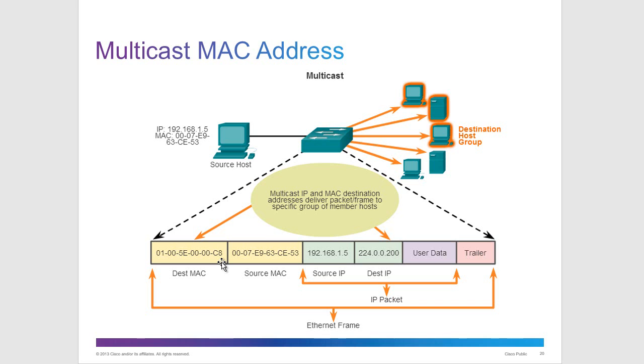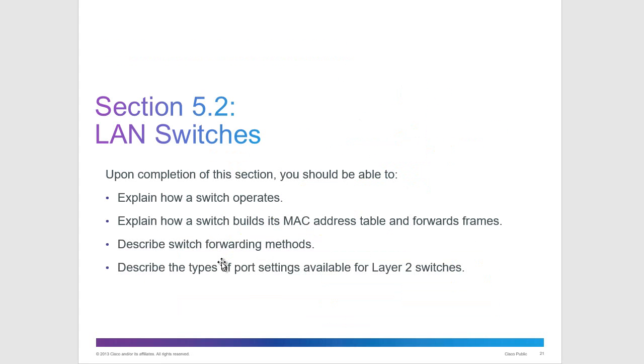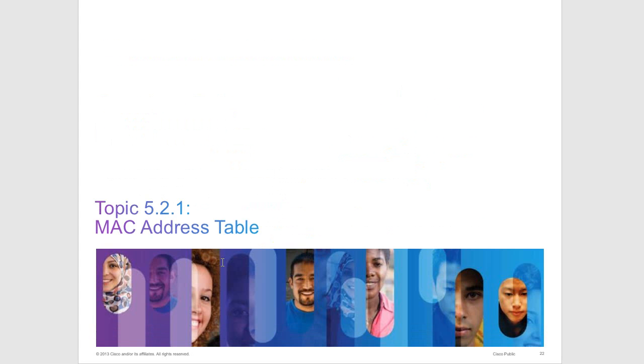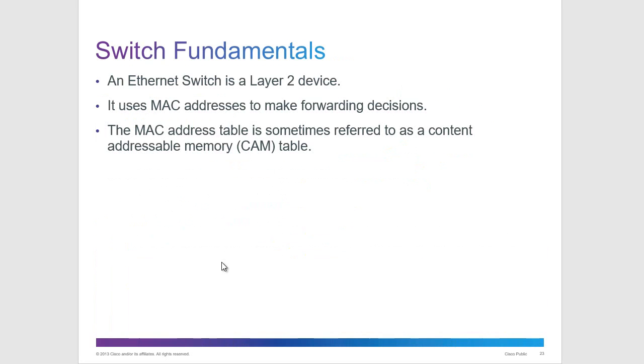Okay, so we'll move on from there and talk about how LAN switches work in terms of Ethernet and ARP, actually frame forwarding methods, I believe, in this section. Switches are going to have MAC address tables. An Ethernet switch is a layer 2 device. There are layer 3 switches that we talk about a little later on. It uses MAC addresses to make forwarding decisions. The MAC address table is sometimes referred to as the CAM table or content addressable memory table. And we'll talk about how that memory is stored inside specific switches in just a bit.